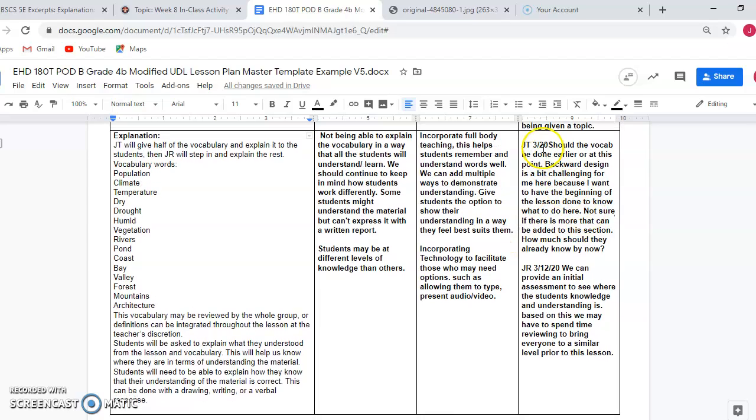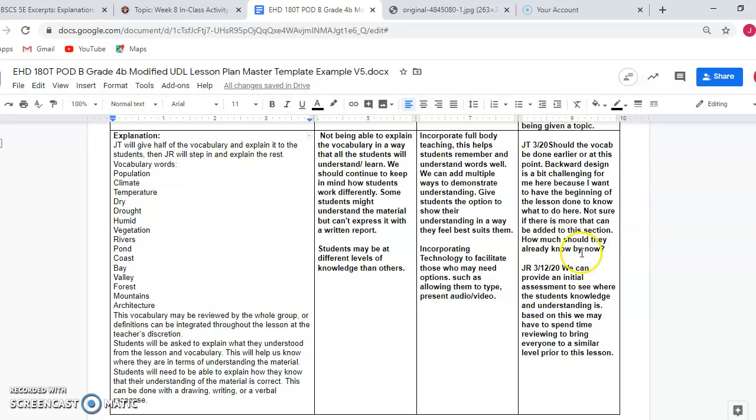Now for my metacognitive statements, I wrote, should the vocab be done earlier or at this point? I wasn't sure if it should have been mentioned already at this point in time. And this is where the backward design was starting to get a little bit hard for me, because we're so used to starting in the beginning instead of in the end. So that was kind of a challenge. I was wondering if there's anything else we could add, which there probably is. But I still haven't gotten to that point of how I could incorporate more to this section of explanation.